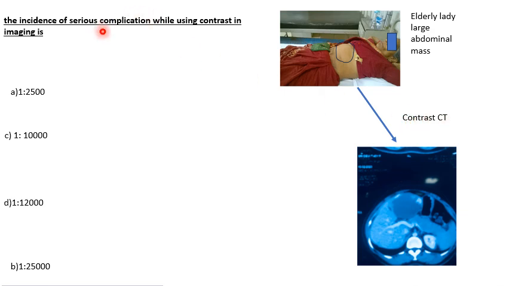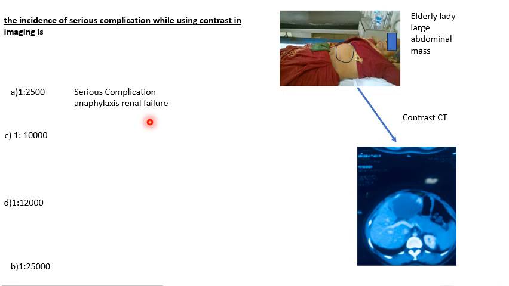Now, the incidence of serious complication while using contrast in imaging, it need not only be CT, it could be IVP, it could be angiograms, venograms. So, contrast being used in imaging, what is the risk? This is a pure recall answer. There is no need to have too much concept in this. So, serious complication using contrast in imaging. Let's have a look at the answers here.